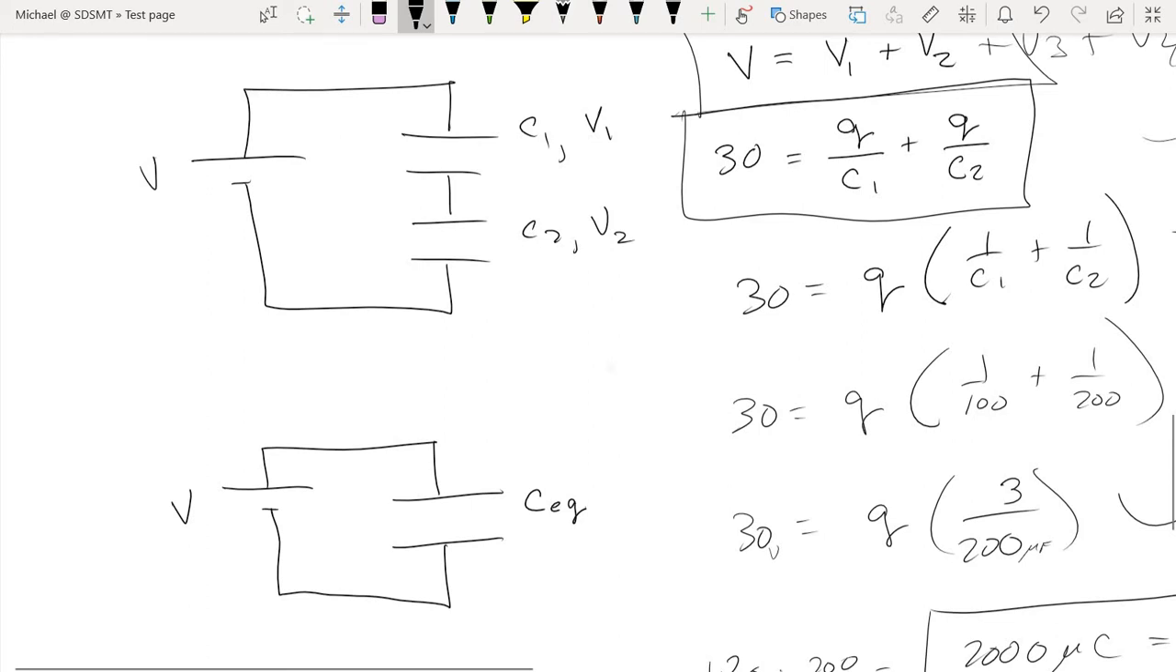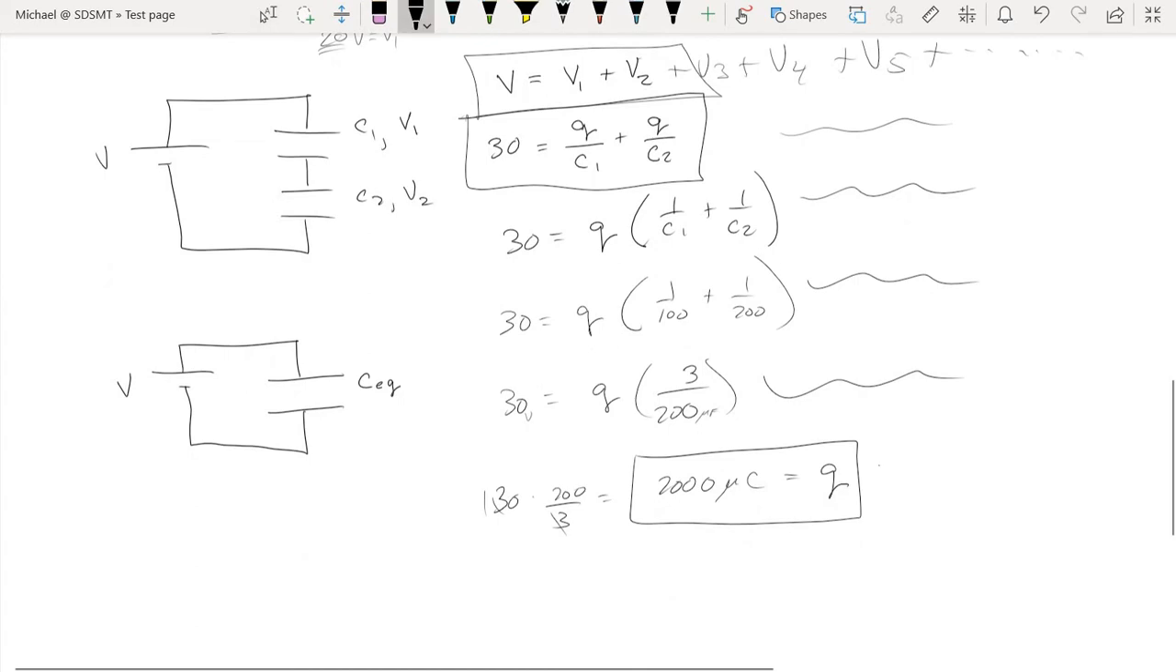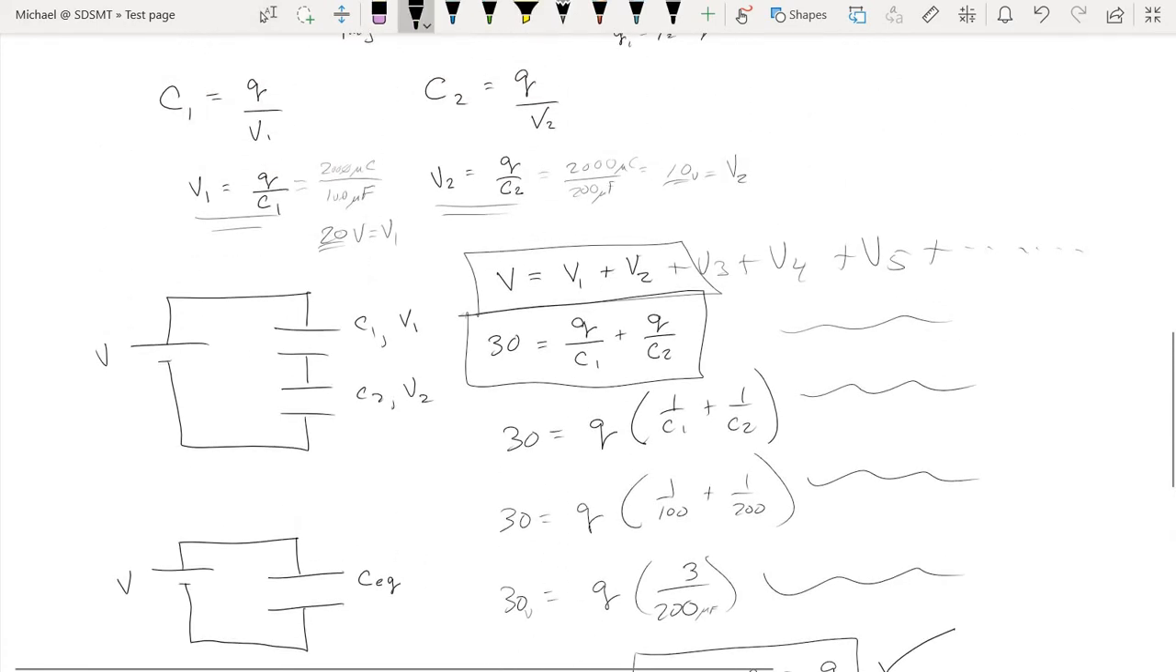Well, what do we mean by doing the same job? Well, I mean, can we pull 2,000 microcoulombs from the battery? Because that's what we did in the case of capacitors 1 and capacitor 2. We pulled 2,000 microcoulombs from the battery, and that charge deposited onto the top plate of the capacitor. We also pulled negative 2,000 microcoulombs, which deposited onto the bottom plate of the second capacitor.